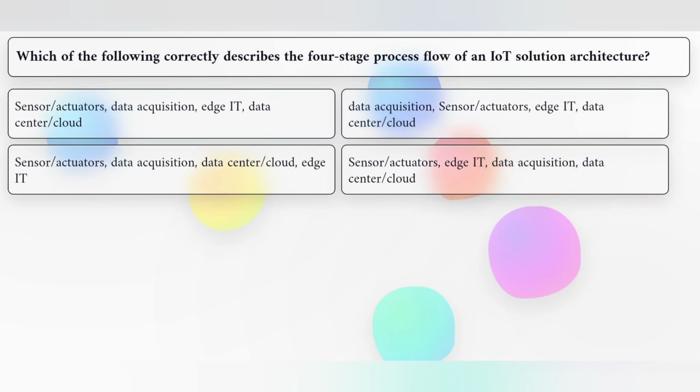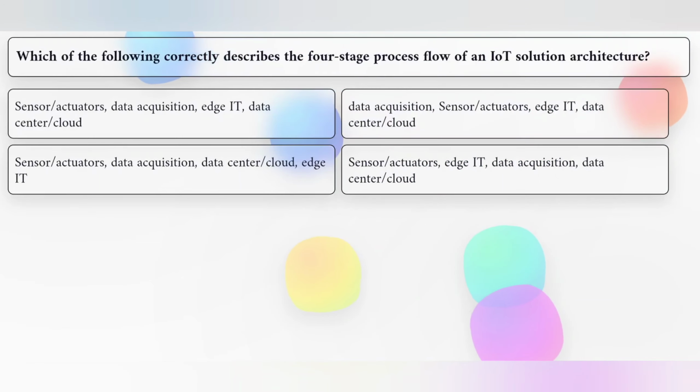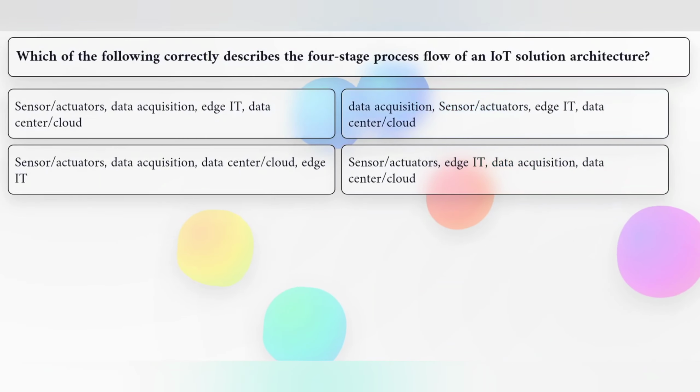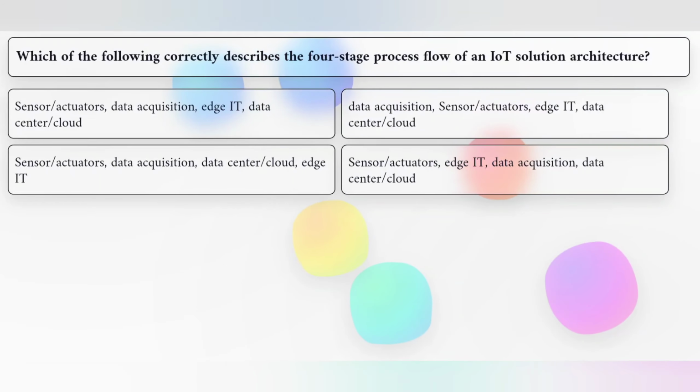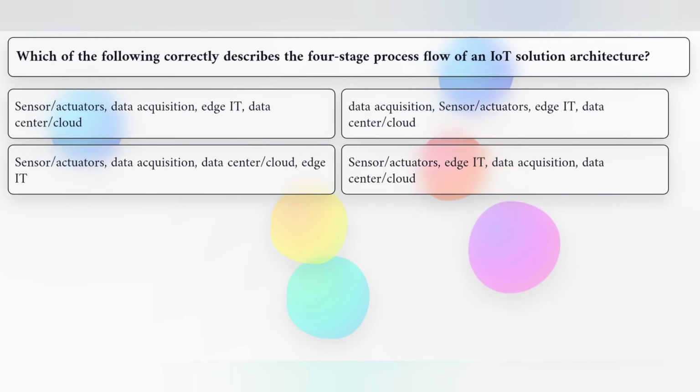Which of the following correctly describes the four-stage process flow of an IoT solution architecture? Sensor actuators, data acquisition, Edge IT, data center cloud. Data acquisition, sensor actuators, Edge IT, data center cloud. Sensor actuators, data acquisition, data center cloud, Edge IT. Sensor actuators, Edge IT, data acquisition, data center cloud.